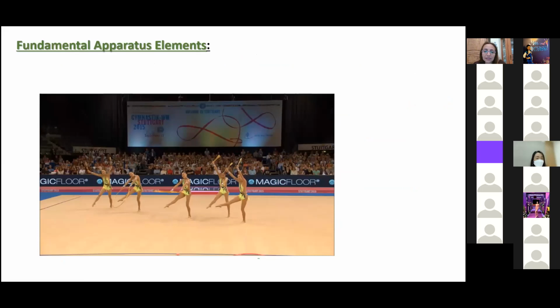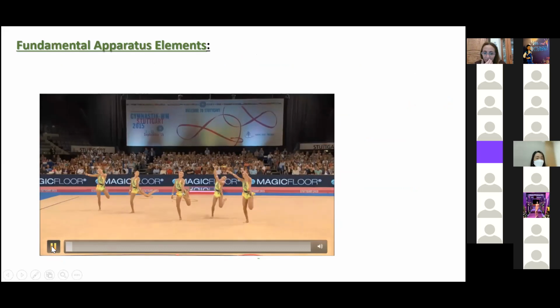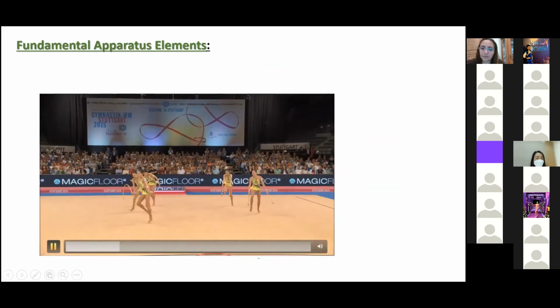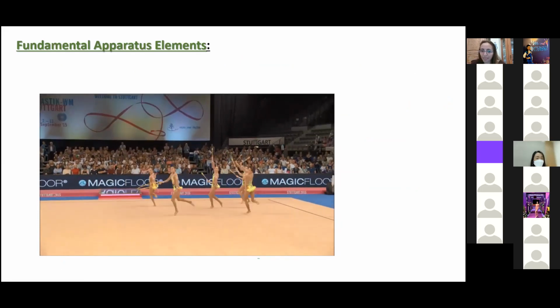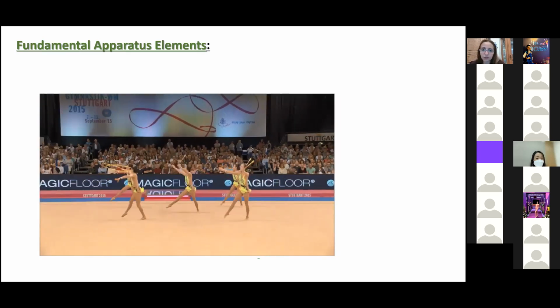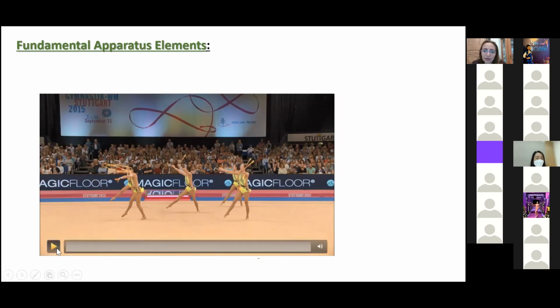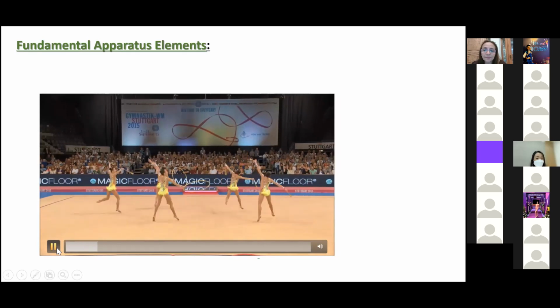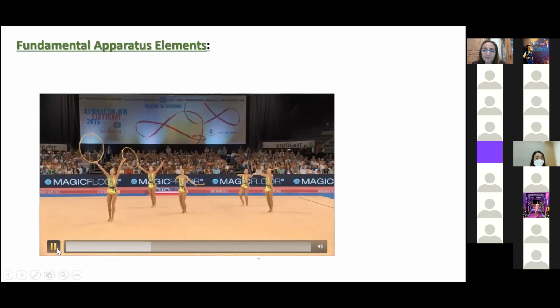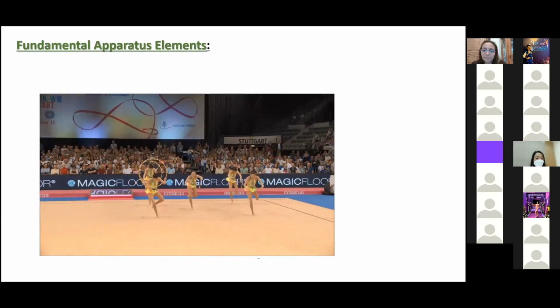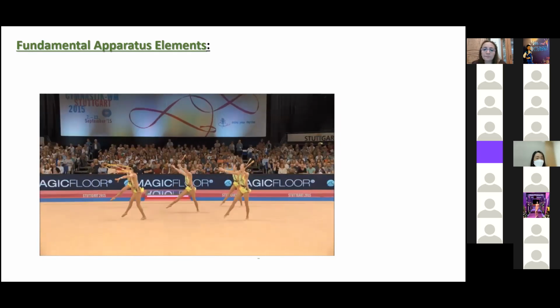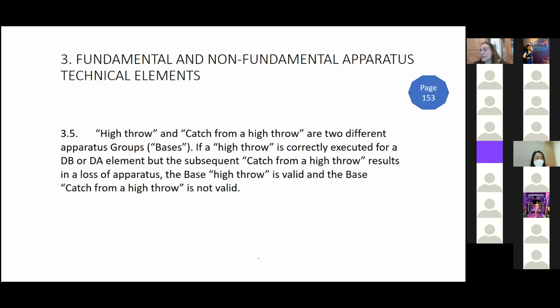So fundamental apparatus elements can be in the dance steps. You saw the mills, you saw the rotation, you saw in their dance steps, they could include everything there. They can be performed during the dance steps.